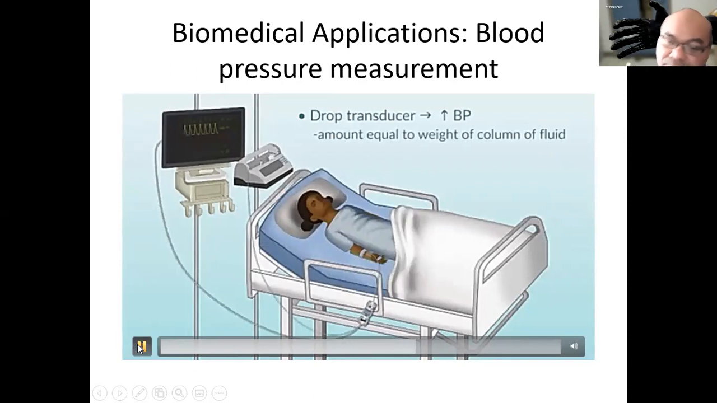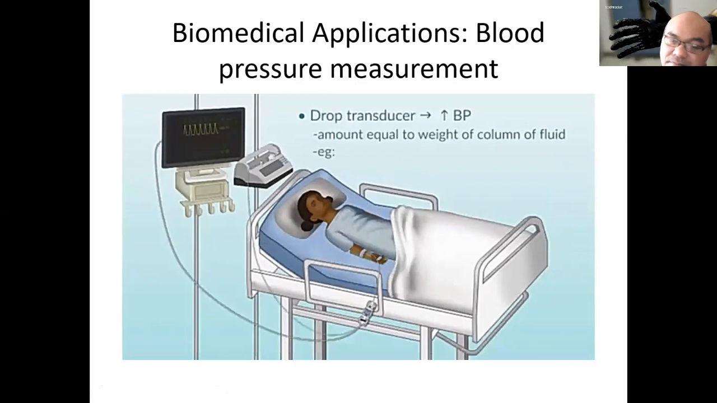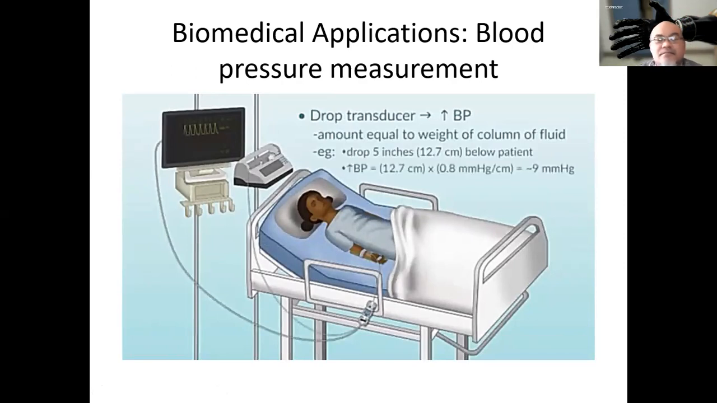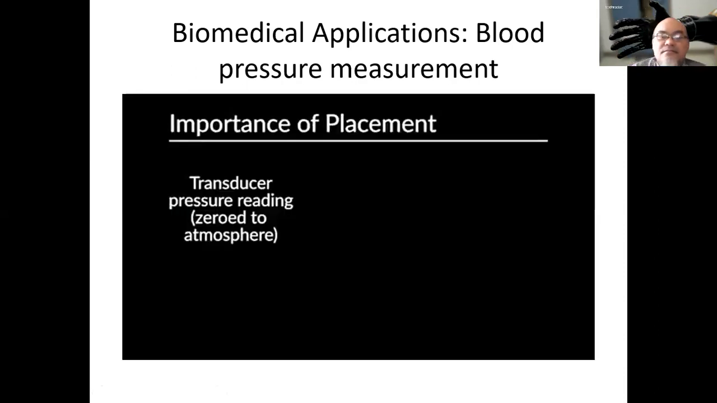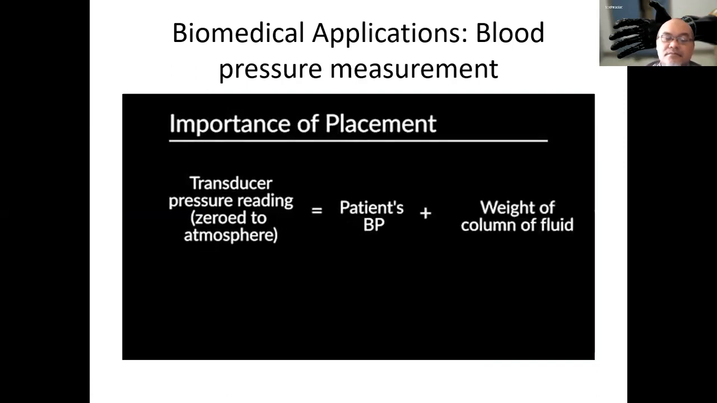Of this column of fluid. So if I take the transducer and drop it 5 inches below the patient, that's equal to about 9 millimeters of mercury of pressure. So this transducer, which was zeroed to atmosphere, is now seeing the patient's arterial pressure plus the weight of this column of fluid, 5 inches or so below the patient.